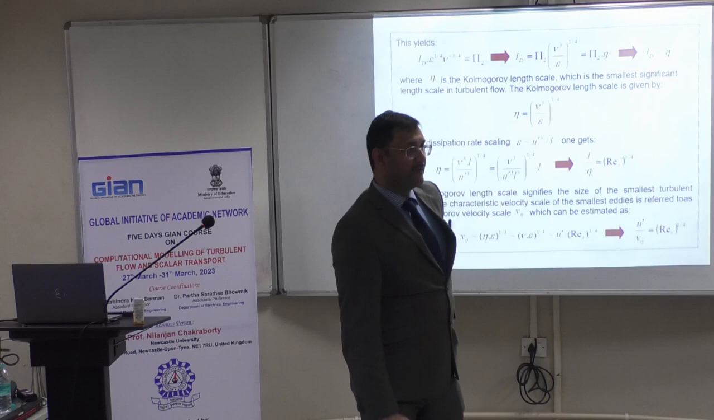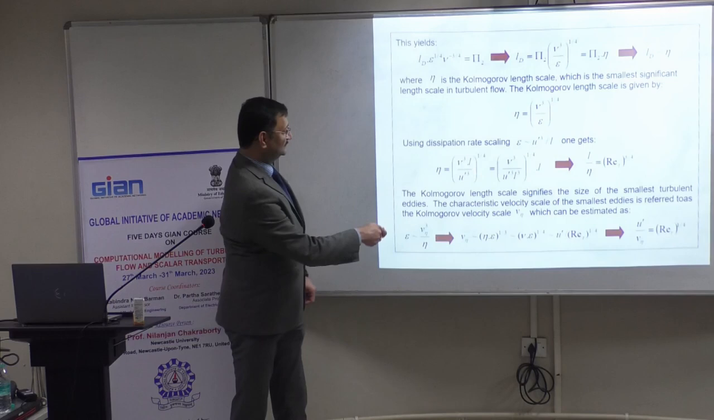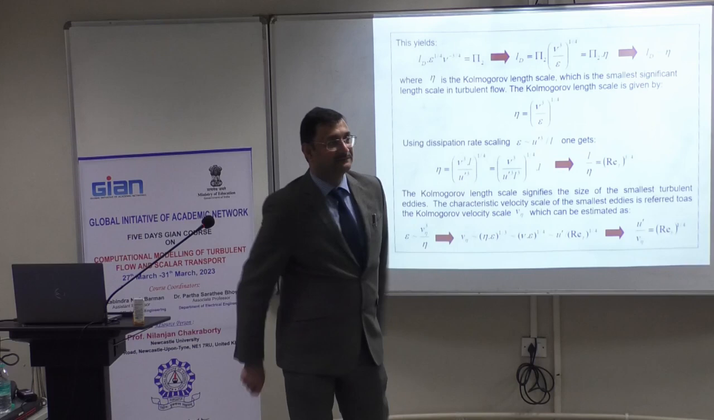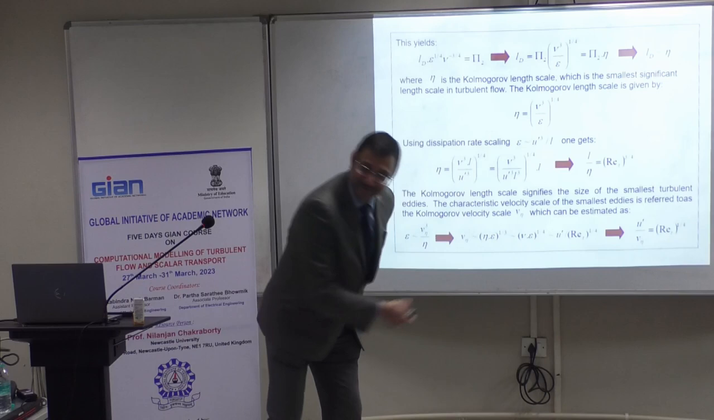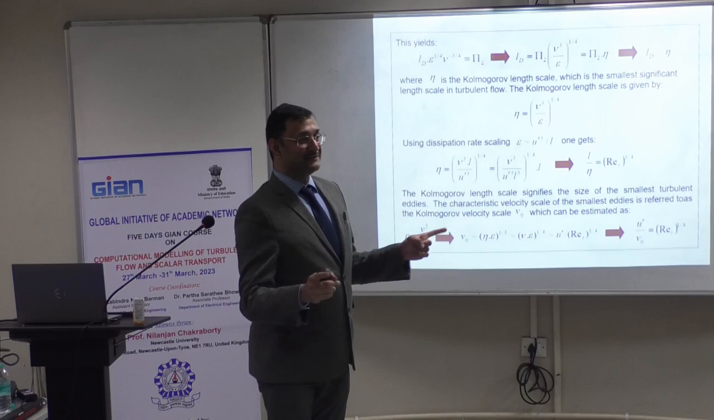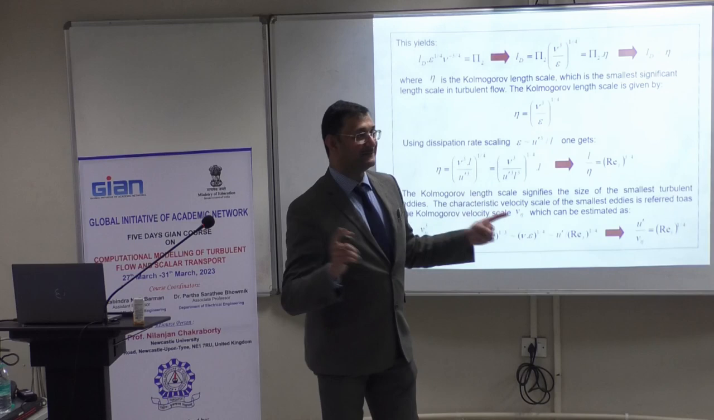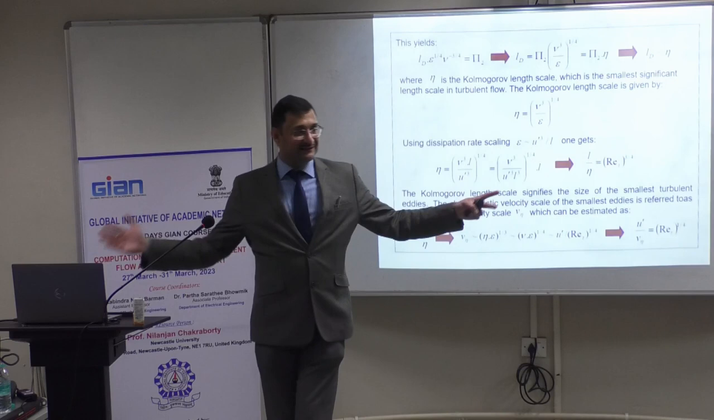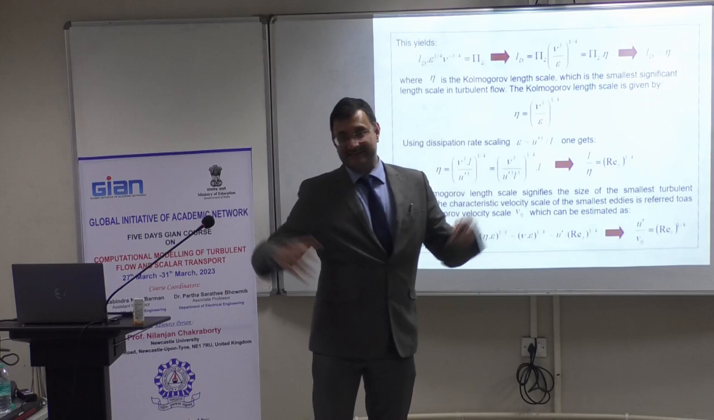At this point, if I use this scaling here, that effectively gives us this relation: the ratio of the integral length scale to the Kolmogorov length scale varies as the turbulent Reynolds number to the power 3/4. Have you got your answer now? Yes. So essentially, how big the separation is going to be depends on the turbulent Reynolds number. The higher the Reynolds number, the larger the length scale separation. You are going to see a larger range of length scales in a turbulent fluid.